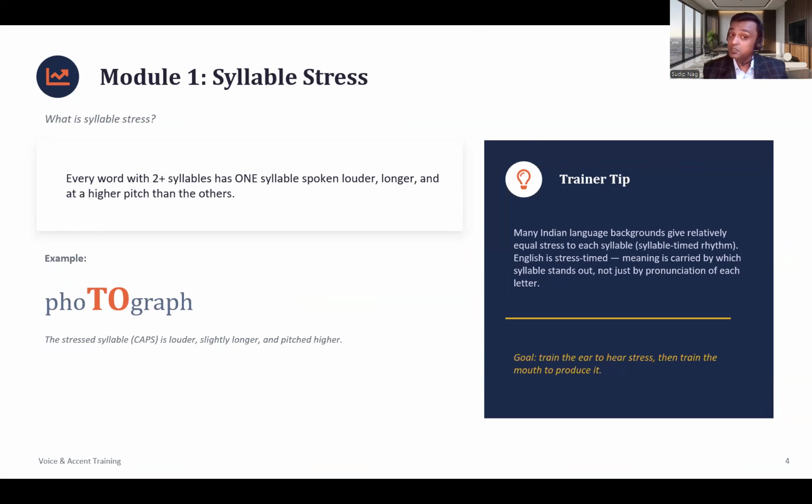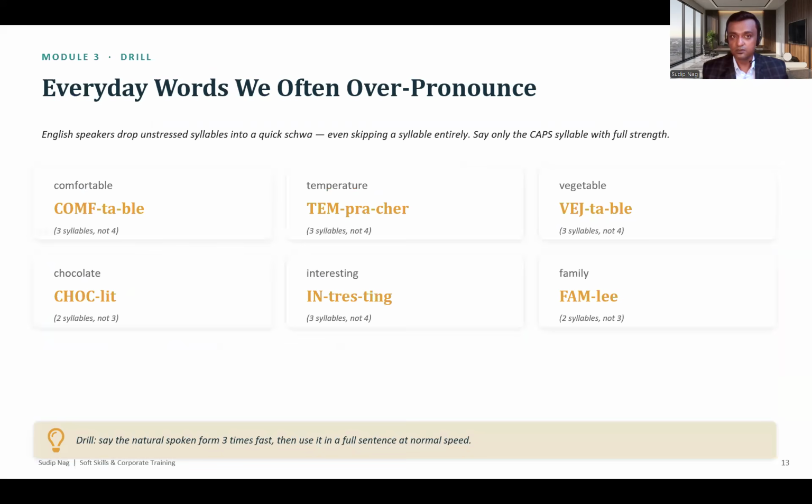Every word has a minimum of one syllable, or it could be more. When there are two syllables or more, one of the syllables is stressed more than the others. That's where the pronunciation changes, and that's where the meaning also changes. Like here, you see the word photograph. Now, where the stress is: photograph. So that's how it is pronounced.